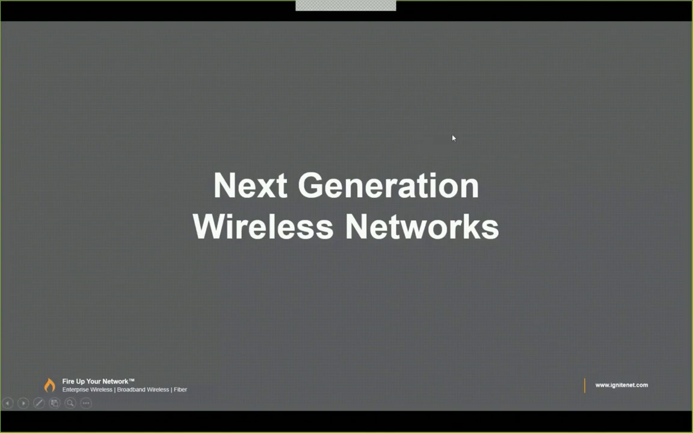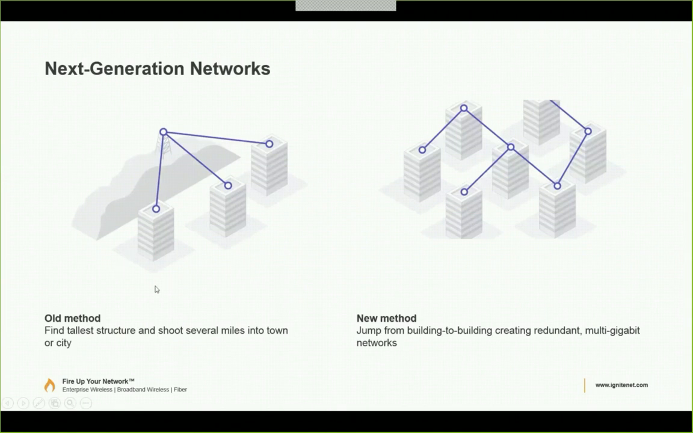So now I'm going to talk just a little bit about what we expect from the next generation of wireless networks using technology like MeshLinq and MetroLinq. Previously, a lot of WISPs like to find the tallest structure and shoot several miles into the city. Typically, this is done with 5 gig or maybe some other band. However, we're proposing that you can overcome a number of problems introduced that way by simply jumping from building to building, creating redundant multi-gigabit networks using MetroLinq and maybe even MeshLinq too in a mesh topology.